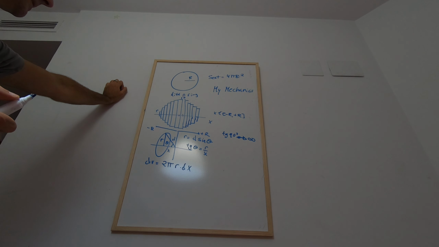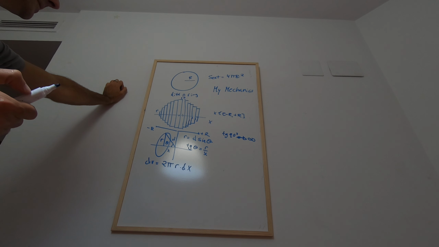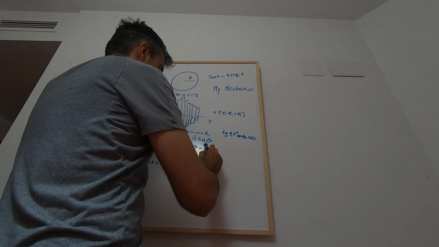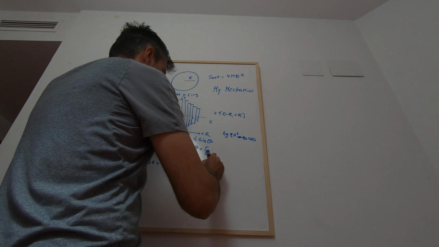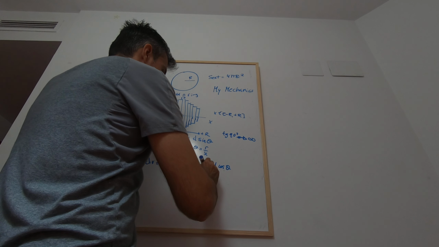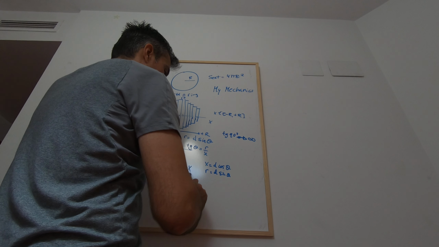2 pi r dx. I have to relate r and x because I don't need two variables, I only need one. How about changing the d? Okay, let's take the trigonometry. x is d cosine of theta. r is d sine of theta.